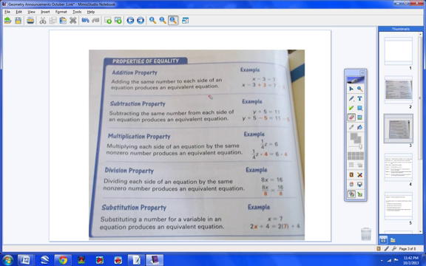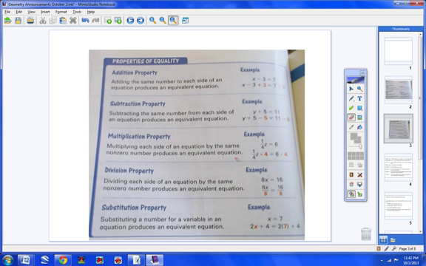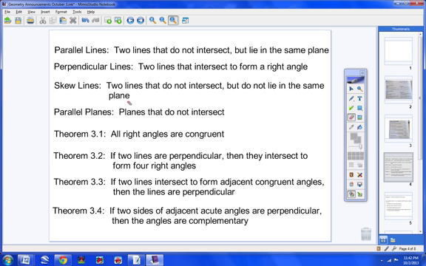Also, be familiar with these: addition properties, subtraction, multiplication, division, and substitution. I am not going to ask you to define these or fill in the blank, but I am going to give you examples like this, or like this, and you're going to have to tell me what property that represents. I believe this was also lesson 2.6 if I remember correctly.